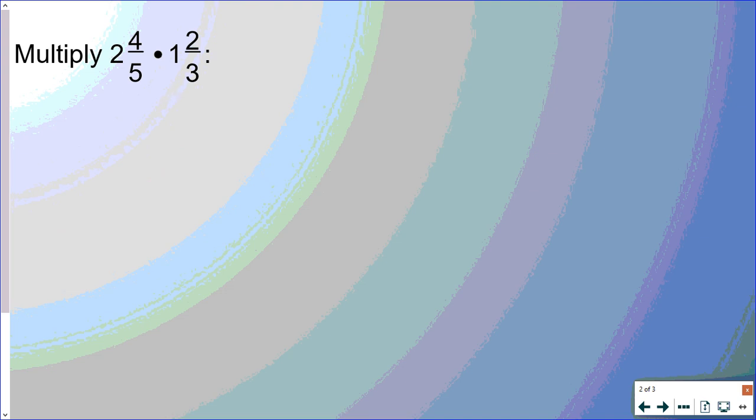All right, so the first thing you need to do here is change these into improper fractions. So we have mixed numbers. You can't multiply mixed numbers together. So you can't do like 2 times 1 is 2, 4 times 2 is 8, and 5 times 3 is 15. It doesn't work that way. So we have to change these into improper fractions.